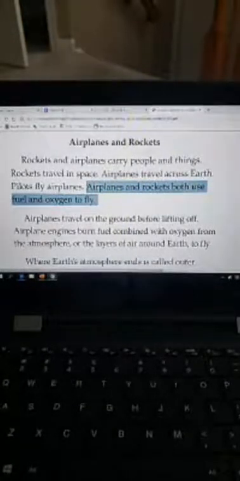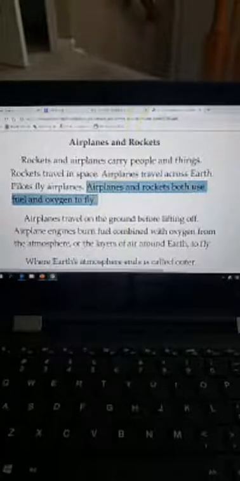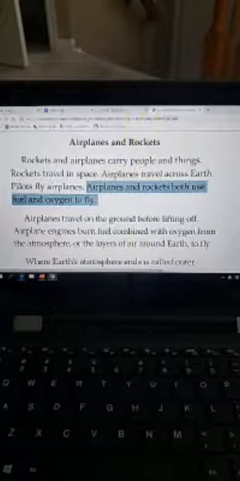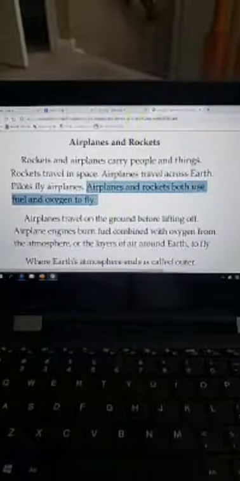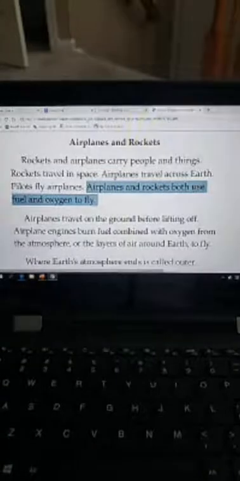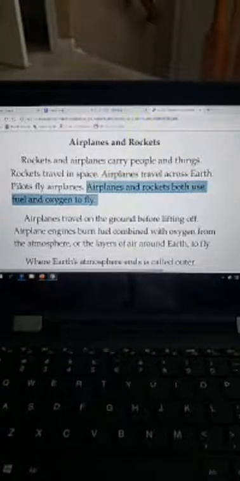All right. So this sentence, airplanes and rockets both use fuel and oxygen to fly. That statement, is that a compare statement or a contrast statement? And tell me why? Can somebody respond or go live and tell me if that statement is a compare statement or a contrast statement and tell me why? I'll wait for students to respond.